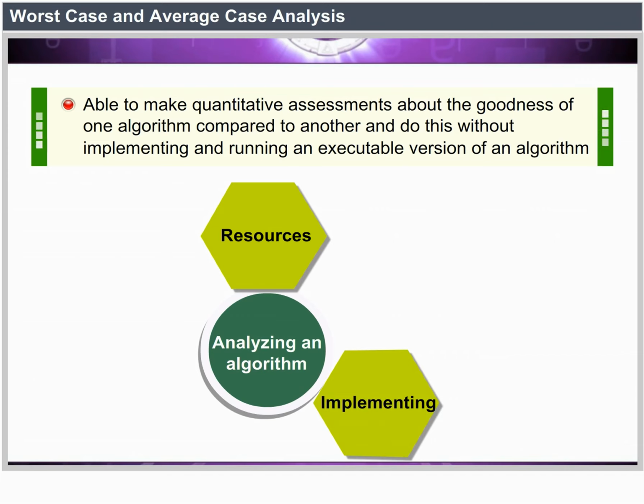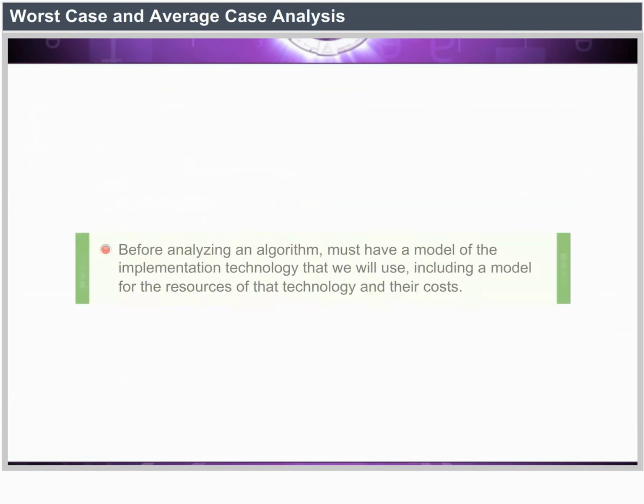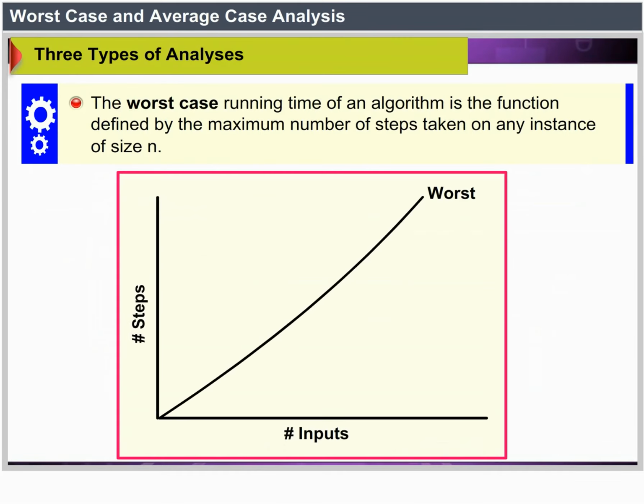Before analyzing an algorithm, we must have a model of the implementation technology that we will use, including a model for the resources of that technology and their costs. Three types of analysis. The worst case running time of an algorithm is the function defined by the maximum number of steps taken on any instance of size n.